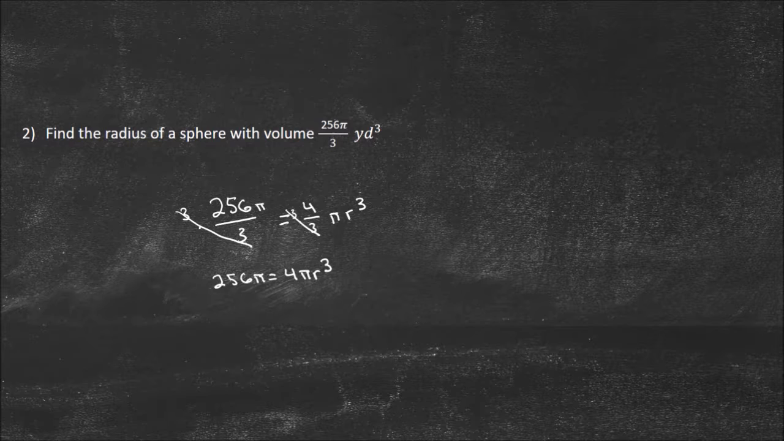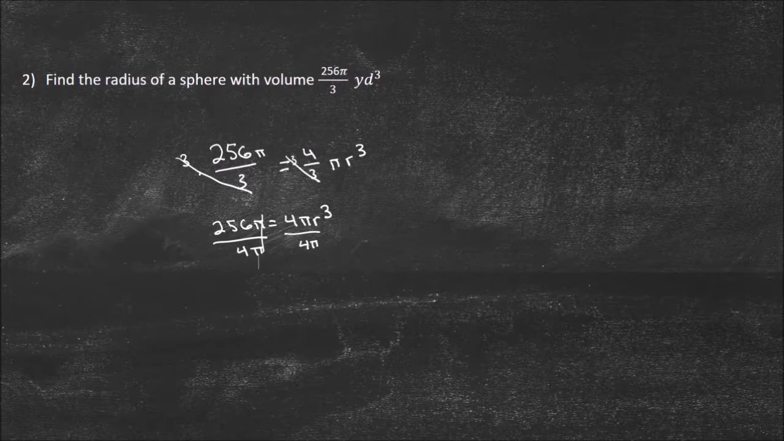Now I want to get r by itself, so I'm going to divide by 4 pi. And the pi's are easy, they cancel right out. So now I have 256 divided by 4. What can be multiplied 4 times to get 256? That's going to be 64. So 64 equals r cubed. Now we take the cube root of both sides.